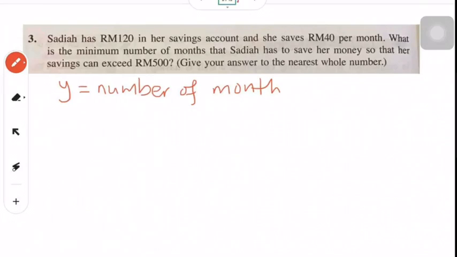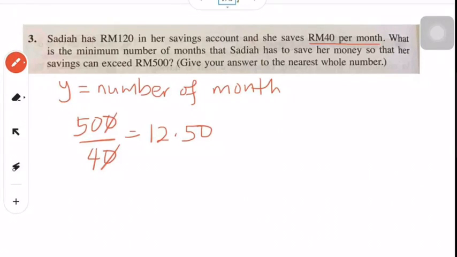Okay, what else do we need to do? Find the months. How? 500 divide 40, because we want 500. Why divide by 40? Because each month she saves 40 ringgit. Let's try: 500 divide 40 equals, what do you get? 12.50, but it wants the nearest whole number.